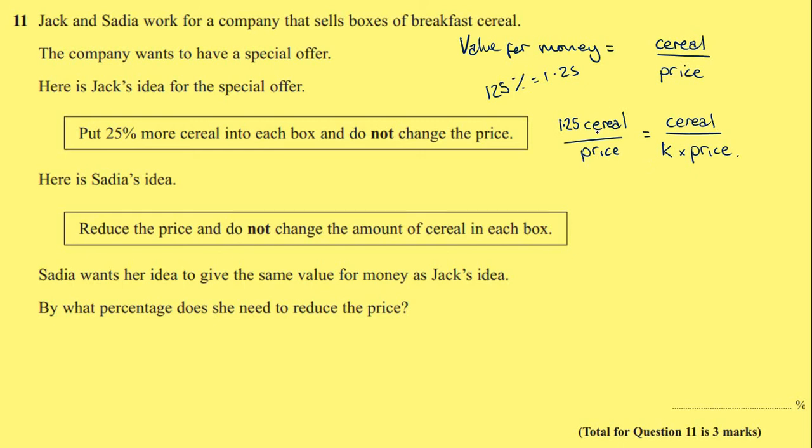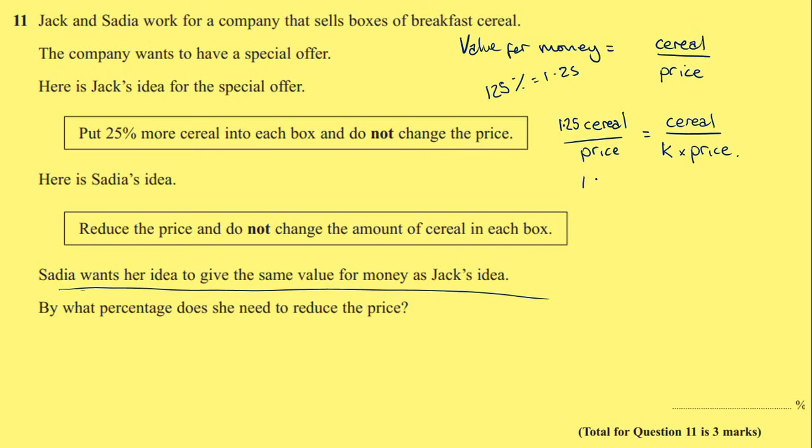Now, what you can see is that these two things have been made equal because we're after the exact same value for money. So in Jack's case, he's increasing the amount of cereal. In Sadia's case, he's keeping the exact same amount of cereal. In Jack's case, he's keeping the same price. In Sadia's case, we're going to have some reduction in the price, and we don't know what it is just yet, but we'll find out.